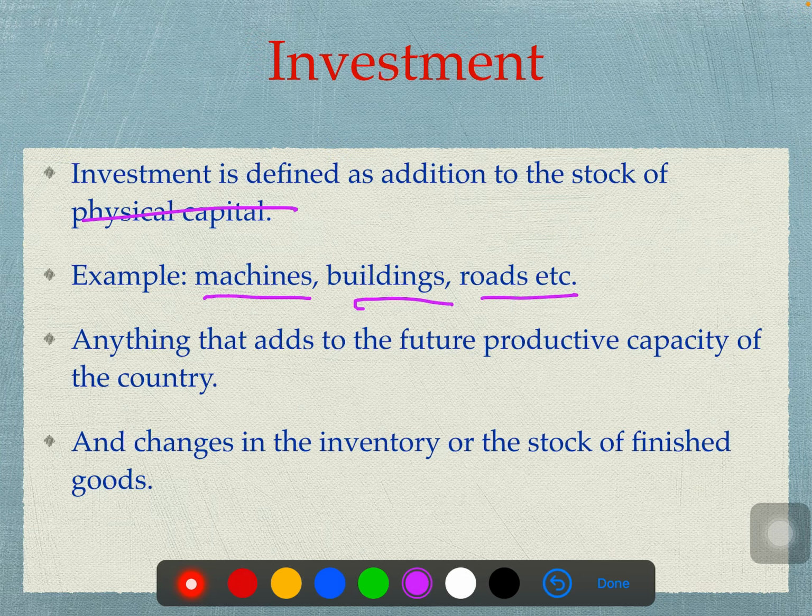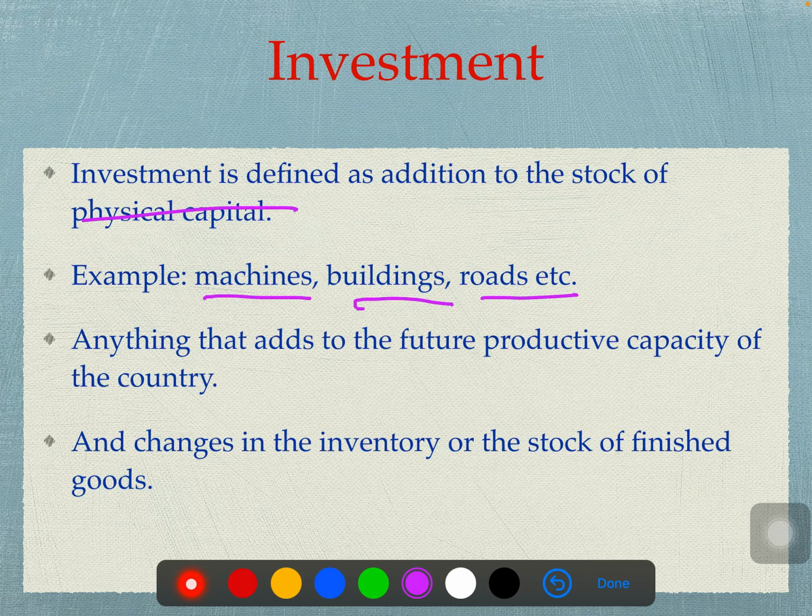Whenever we invest in machineries, buildings, roads, transportation, etc., our future productive capacity is going to increase. If you have a building, roads, or machineries, it is not a perishable good. It is definitely a durable good, so you can use it multiple times, not only right now but for the future also.